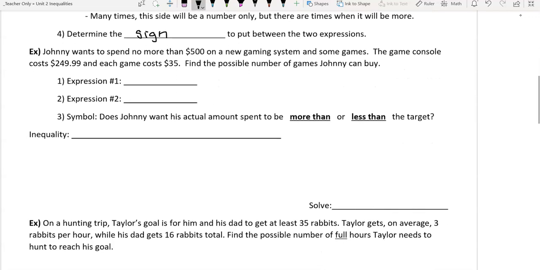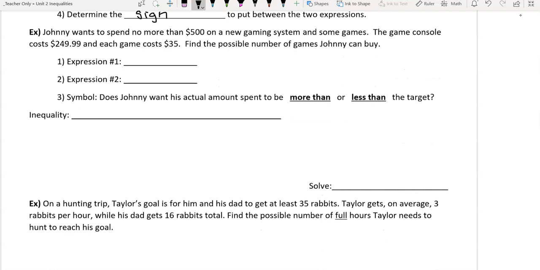So step 1 is to define a variable. Johnny wants to spend no more than $500 on a new gaming system and some games. The game console costs $249.99 and each game costs $35. Find the possible number of games. So remember that right there gives you your variable. So I'm going to say G is number of games. You can always pull it from your question or the statement at the end.